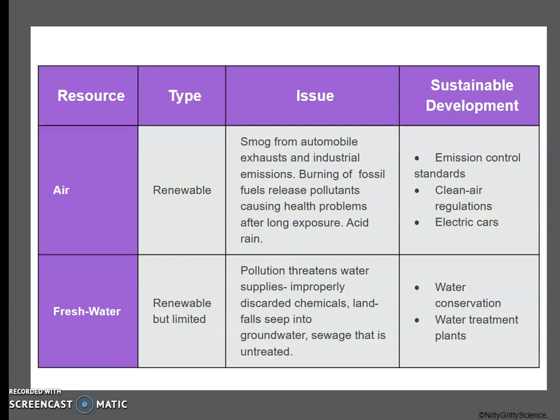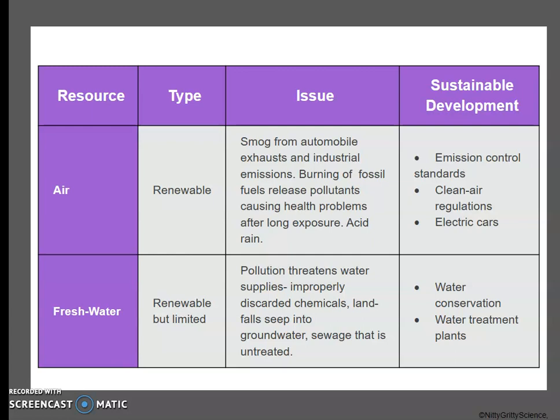There are also clean air regulations on industrial companies regulating the amount of pollutants that they can put into the air. One way that we can help reduce our emissions from our cars is by using electric cars. A lot of electricity nowadays is being generated by renewable resources like wind or solar, which we're going to talk about soon. Okay, so electric cars can reduce the emissions that are put into the air.